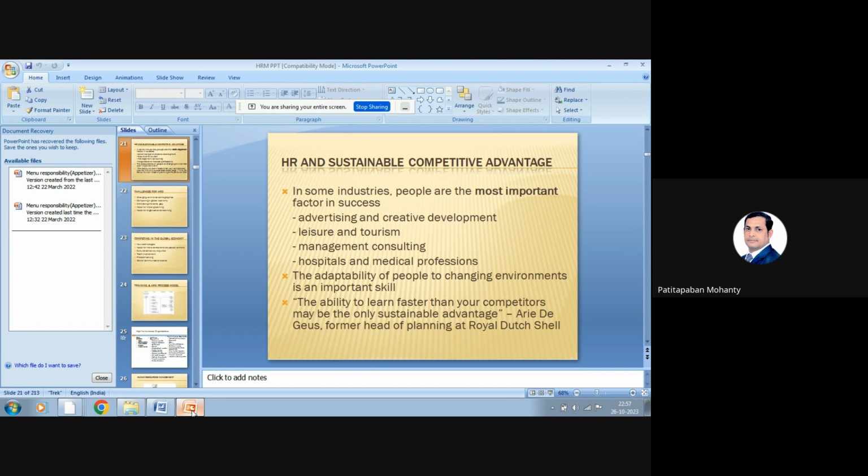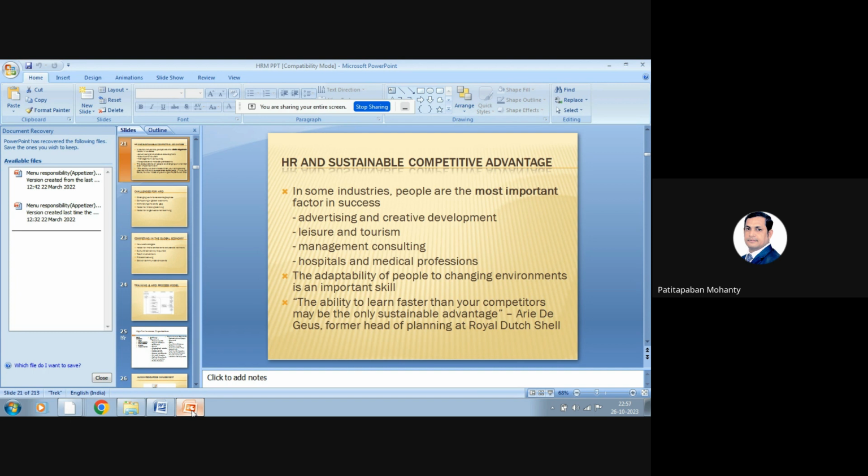The other organizations in the market will definitely have a fear factor for your company's people, because your people are more knowledgeable, more skilled, and they have good capacity building resources due to the HR.